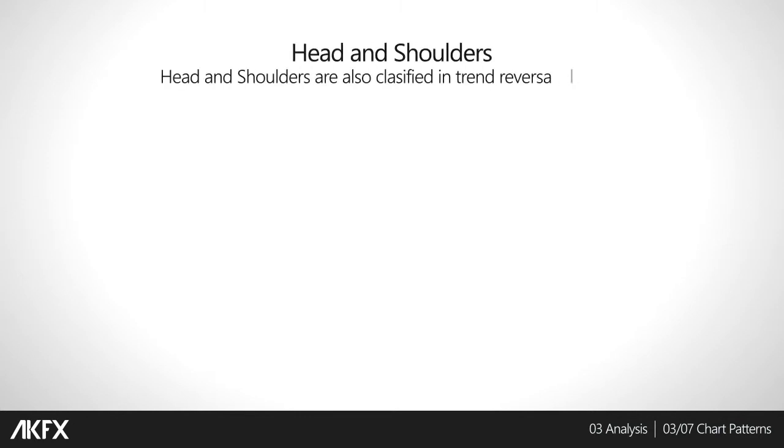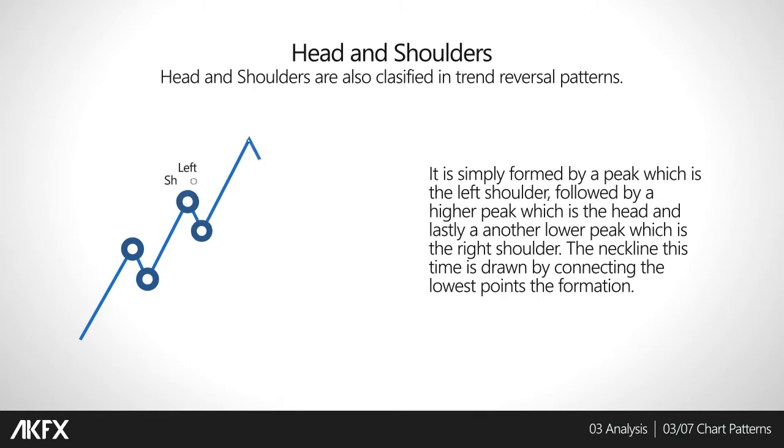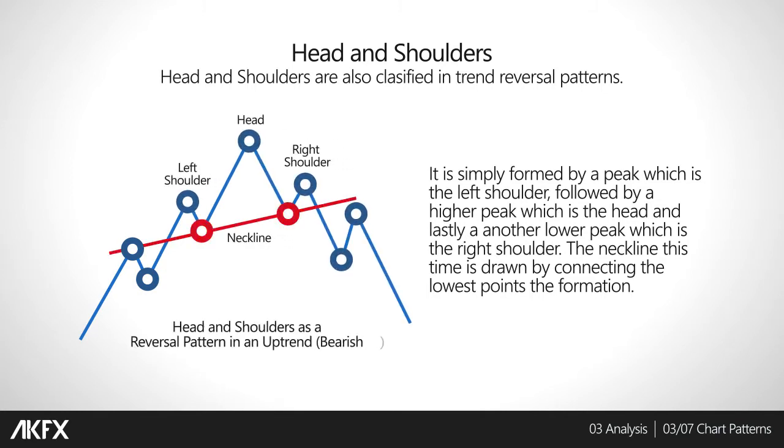Head and shoulders. Head and shoulders are also classified as trend reversal patterns. It is simply formed by a peak, which is the left shoulder, followed by a higher peak, which is the head, and lastly another lower peak, which is the right shoulder. The neckline this time is drawn by connecting the lowest points of the formation.